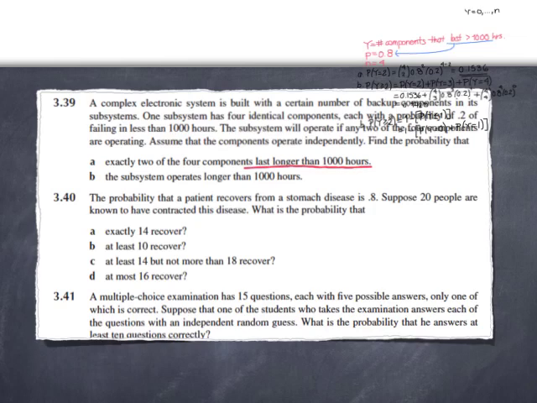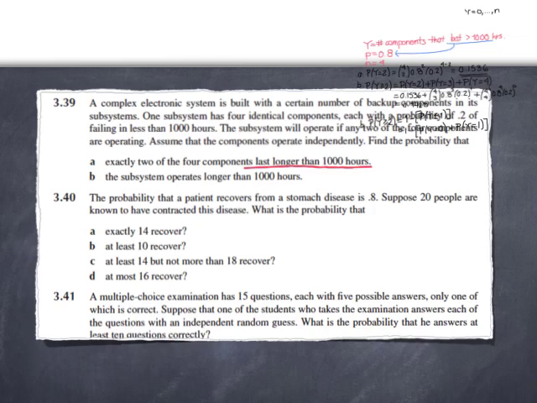Again, let's see if this actually could be modeled with a binomial distribution. It says the probability that the patient recovers from a stomach disease is 0.8. Suppose 20 people are known to have contracted this disease. What is the probability that exactly 14 recover, that at least 10 recover, that at least 14 but not more than 18 recover, and at most 16 recover?